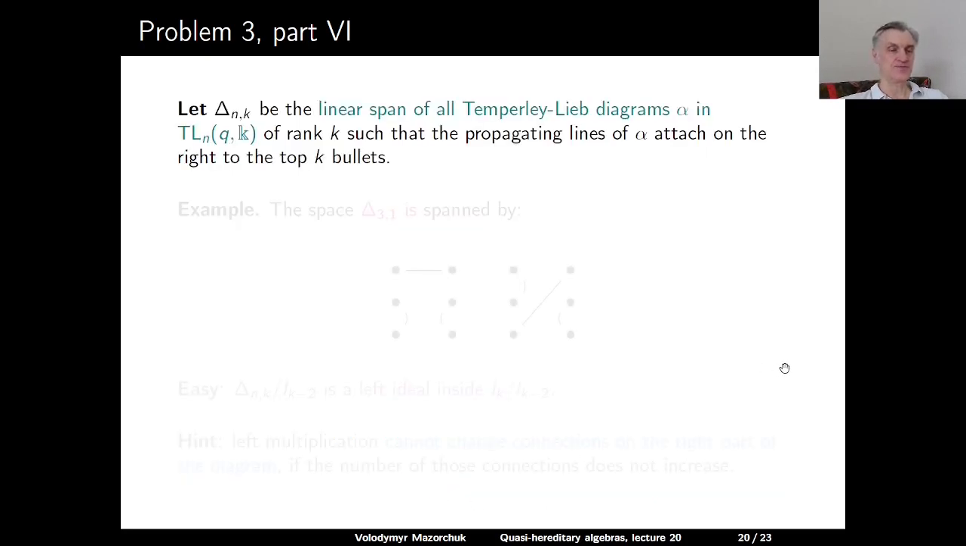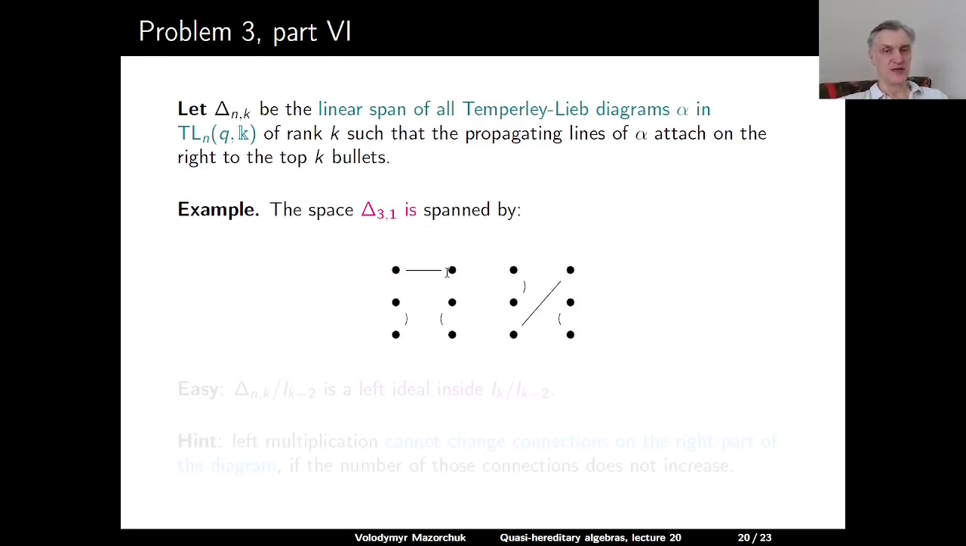Okay, let's prove that. Let us denote by Delta(n,k) the linear span of all Temperley-Lieb diagrams alpha in the Temperley-Lieb algebra which have rank k and such that the propagating lines are connected to the top k bullets on the right. So here is an example. The space Delta(3,1) has two elements: the diagram where the first points are connected and the diagram where the bottom point on the left is connected to the top point on the right.